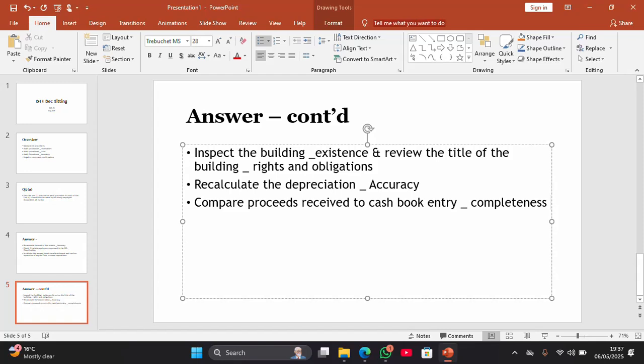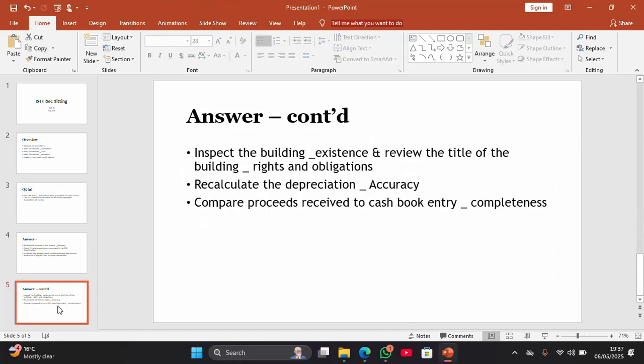Then you can also check that this asset was properly removed from the asset register. You can also recompute profit or loss on disposal to check the accuracy of the reported profit or loss in the statement of profit or loss. I hope that helps us. So we have done about 6 or so points, but I think we have mentioned more than this.